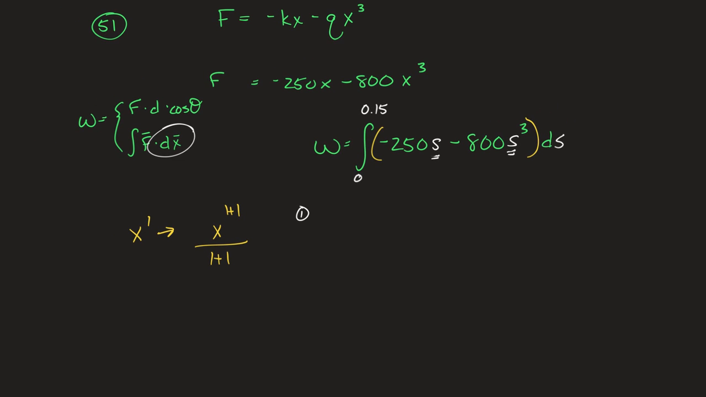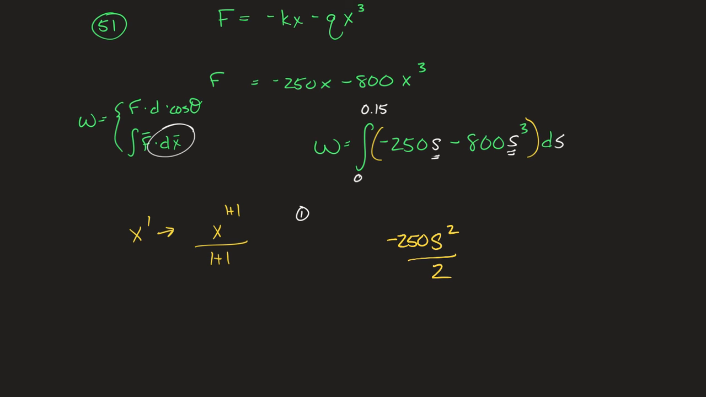So take my exponent down, s, add 1 to its exponent. The exponent's not listed, so that means it's 1. So add 1 to that and get 2, and then divide by the new exponent. So divided by 2. Don't forget there was a 250 in front of it.